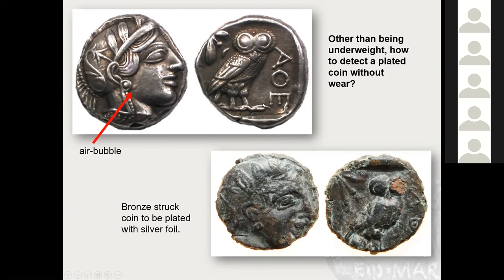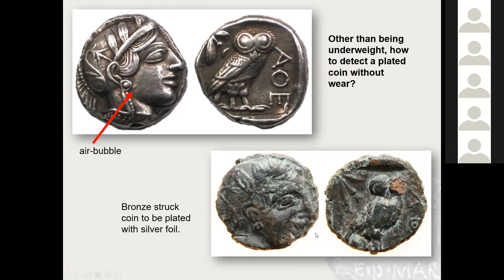And the counterfeits, or the plated coins, are usually in the range of 14.5 to 15.5 grams. So on each coin, they make around 60 to 70% profit. It's a lot of money in ancient times.